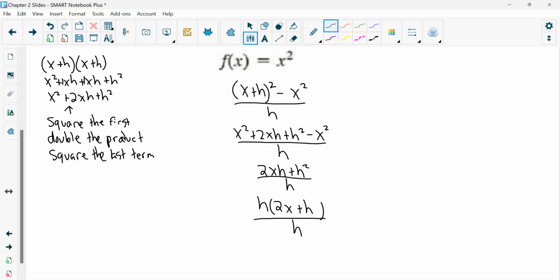What did you say? Yeah, these are multiplied together. X times h. Where? Here? Here? This part right here? I'm pulling out a GCF of h. So if I divide this by h, I have 2x. If I divide this by h, I have h. That's all I did in that step. Did that answer your question or not?